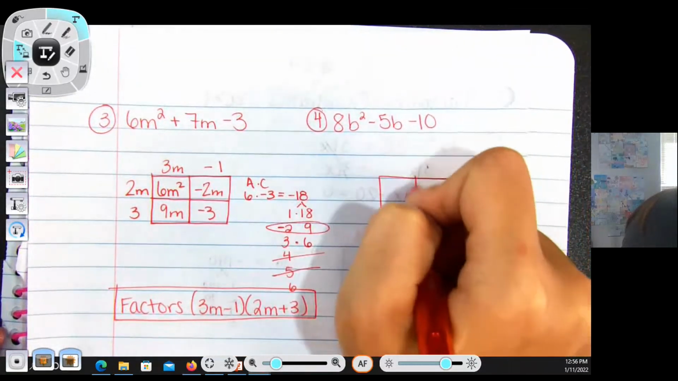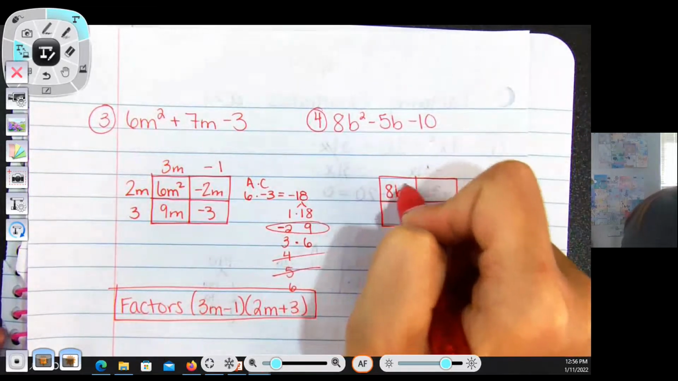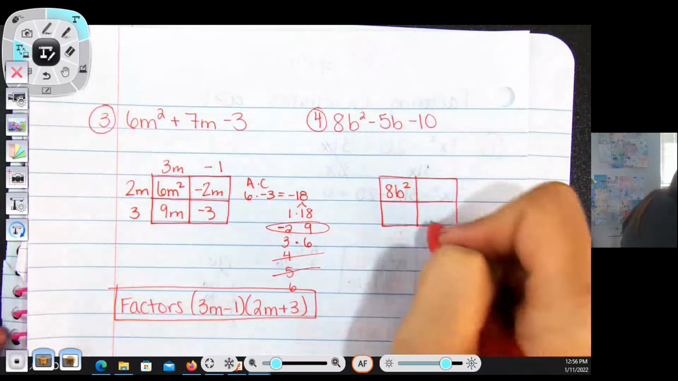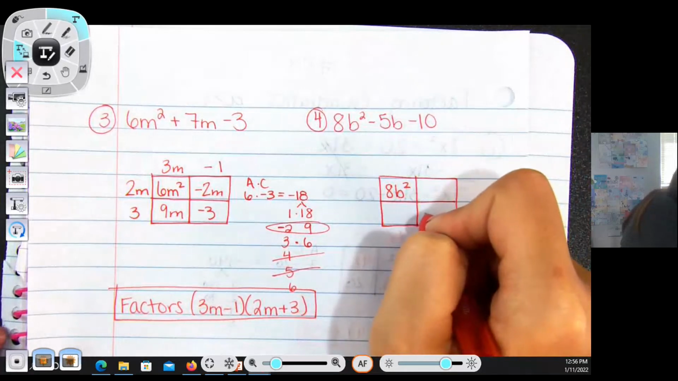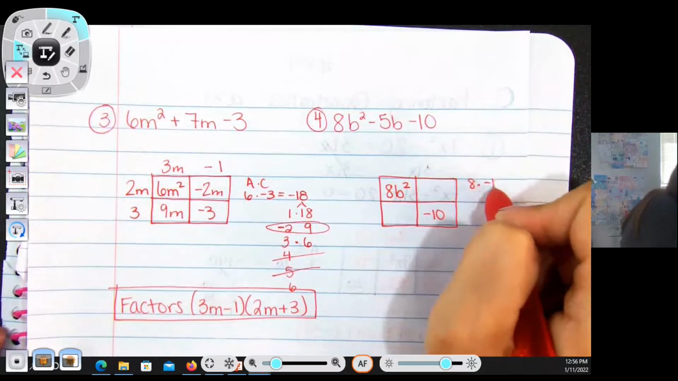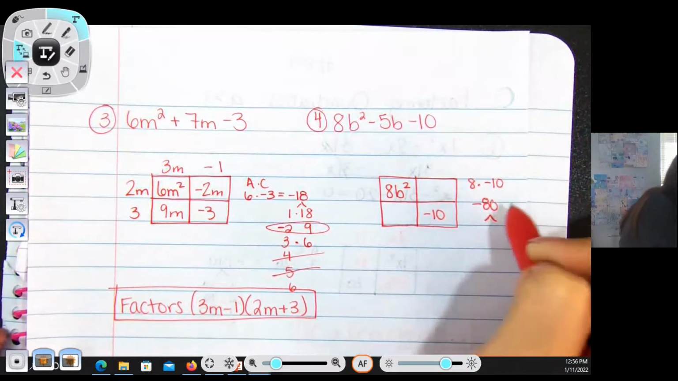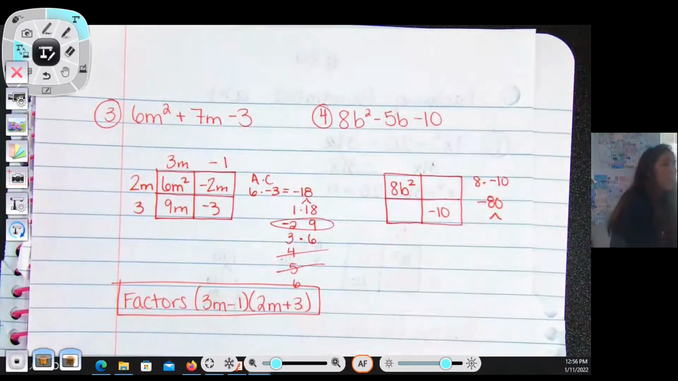Okay, the second question, what goes in the first box? 8b squared. And then what goes in the last box? Negative 7. And then if I multiply A times negative 10, that makes negative 80. Are there any multiples of negative 80 that add to make 5?